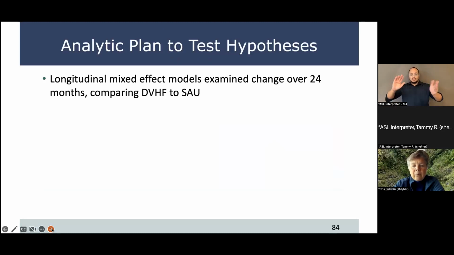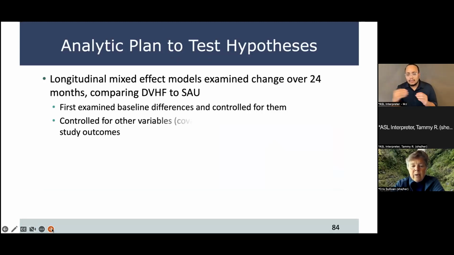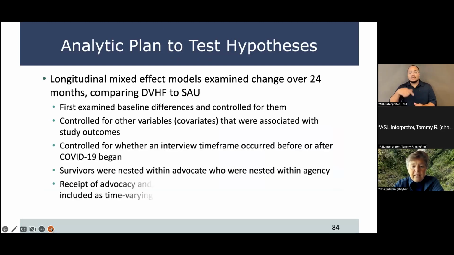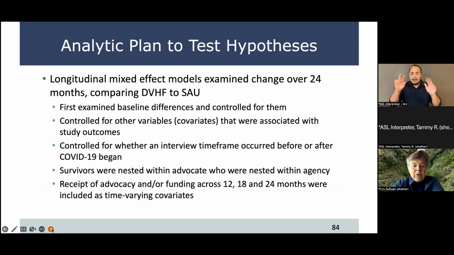I'm not going to go through this analytic plan, but I wanted you to have it for those of you who are interested in data analysis and who wanted to be sure that the analyses we used were done in a way to make sure that differences were by DV Housing First versus services as usual and not related to anything else.